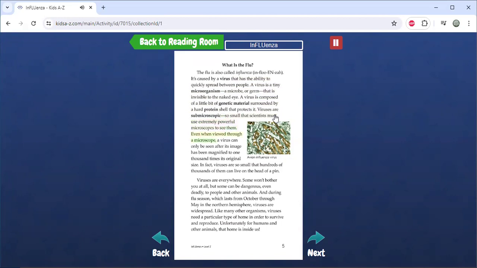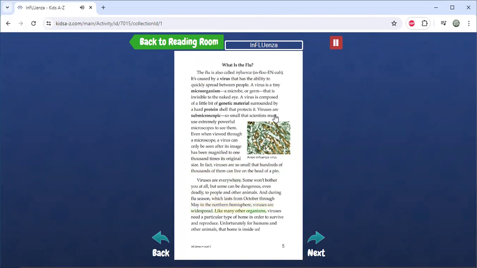Even when viewed through a microscope, a virus can only be seen after its image has been magnified to 1,000 times its original size. In fact, viruses are so small that hundreds of thousands of them can live on the head of a pin. Viruses are everywhere. Some won't bother you at all, but some can be dangerous, even deadly to people and other animals. And during flu season, which lasts from October through May in the Northern Hemisphere, viruses are widespread.